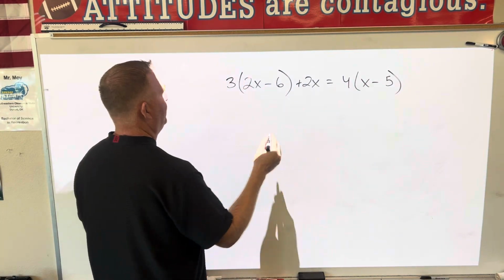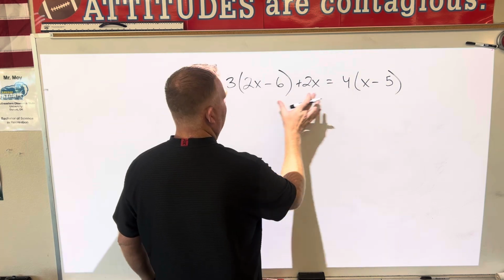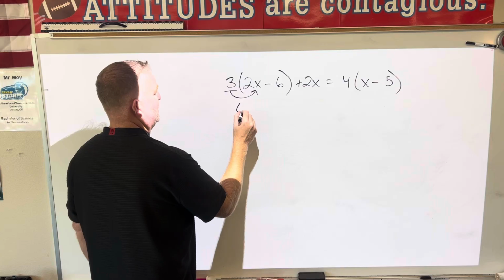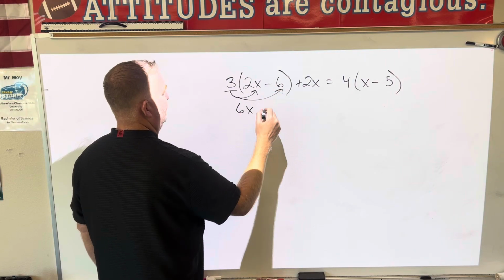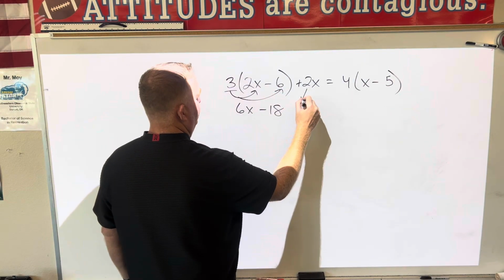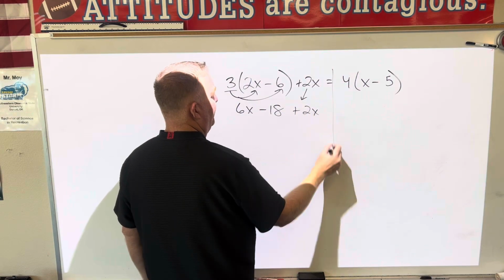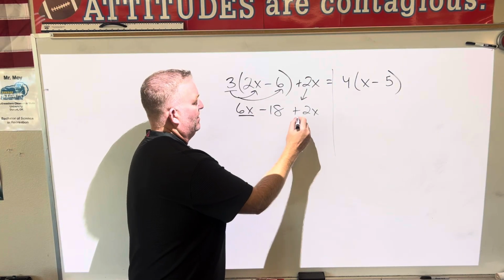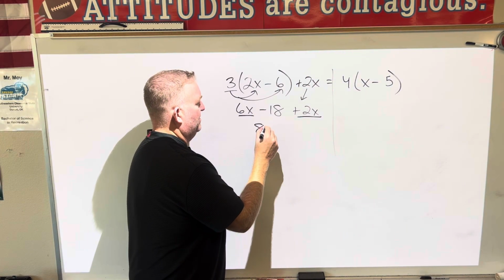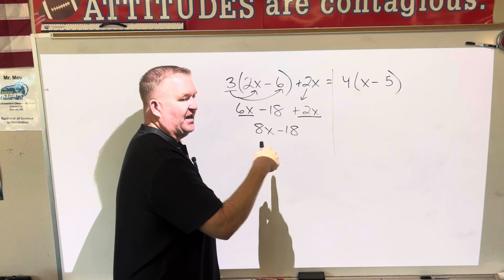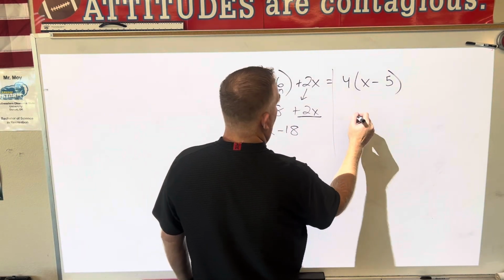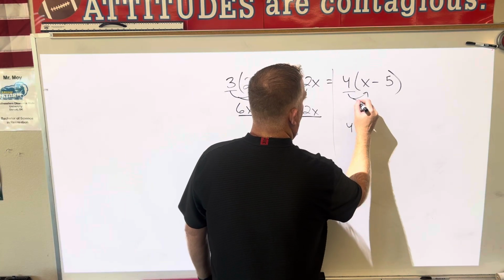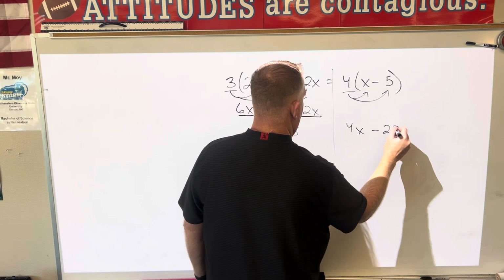If you see this, you see there's obviously the distributive property on both sides. 3 times 2x, that's 6x. 3 times negative 6 is negative 18. This drops down, positive 2x. I'm not even going to worry about the right side yet until I get the left side simplified, okay? 6x plus 2x, that is 8x minus 18. There's nothing else I can do, so I'm just going to hold tight. All right, here we go. So we've got 4 times x, that is 4x. 4 times negative 5, that's negative 20.